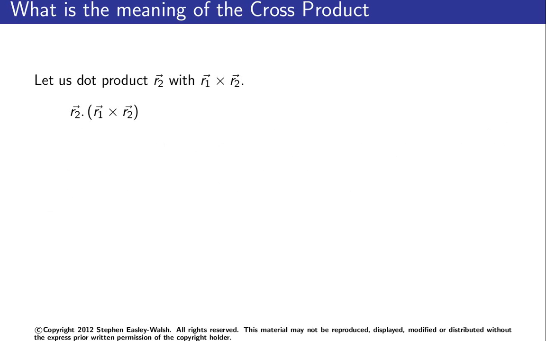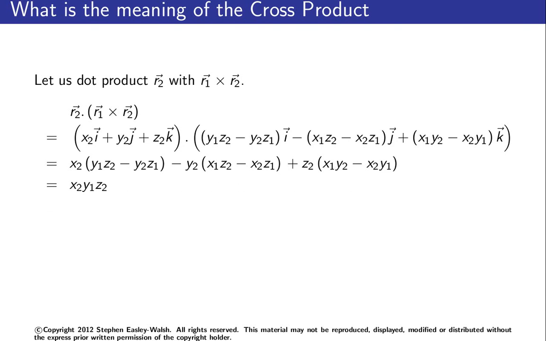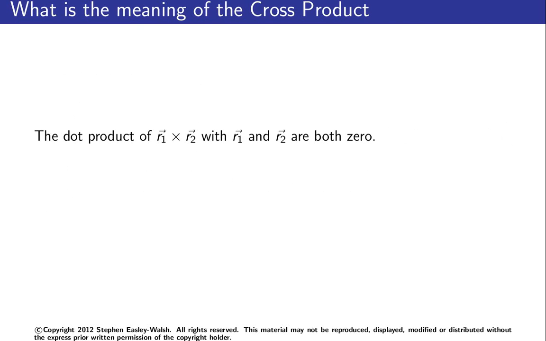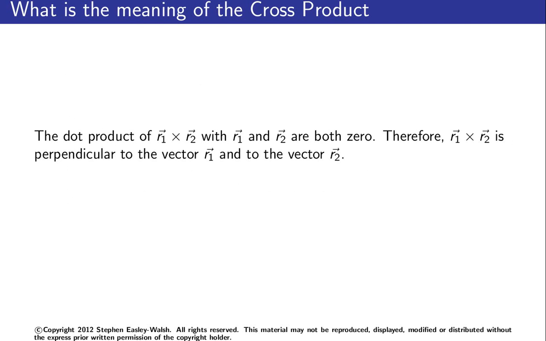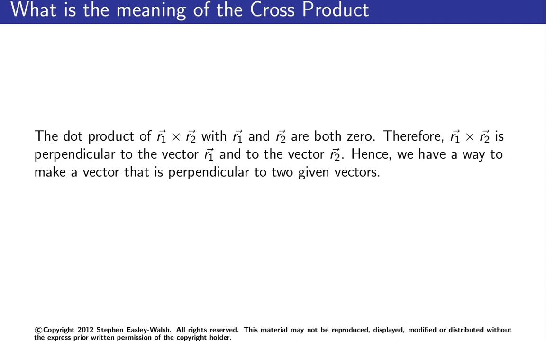Now do the same thing with R2. R2 dotted with R1 cross R2, you'll find the exact same procedure and you will find the exact same result. You'll also get 0. Recall what dot product means, or rather what one use of dot product is. If the dot product is 0, then the vectors are perpendicular. So this is the conclusion you've reached now. The dot product of R1 cross R2 with R1 and R2 are both 0. Therefore, R1 cross R2 is perpendicular to R1 and to R2. Hence, we have found a way to make a vector that is perpendicular to two given vectors. In other words, if I give you two vectors, you can cross them together and you can give me back a vector which is perpendicular to both.